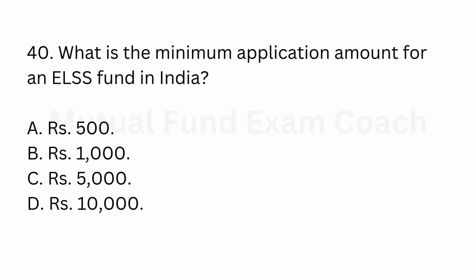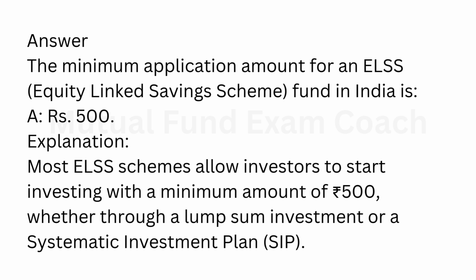40. What is the minimum application amount for an ELSS fund in India? A. 500 rupees. B. 1000 rupees. C. 5000 rupees. D. 10,000 rupees. Answer. The minimum application amount for an ELSS, equity-linked savings scheme, fund in India is A.